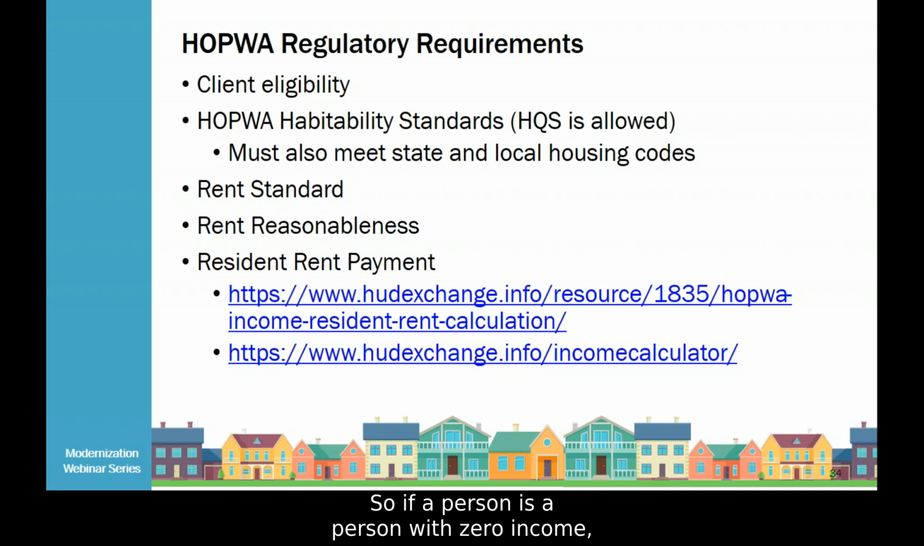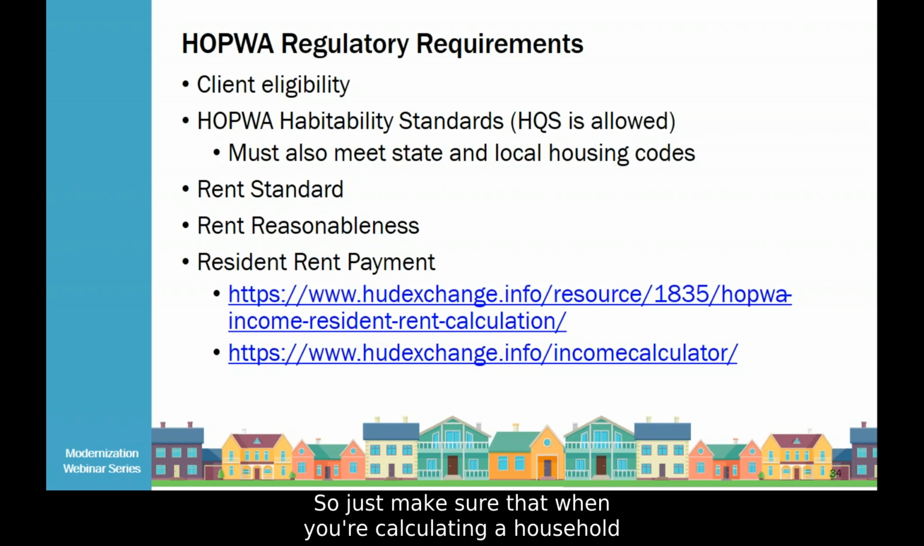So if a person has zero income, for example, then 30% of their income would be zero. So you also want to consider that when you're thinking about the households that you may be serving, and also be thinking about specific utility costs that may need to be considered as part of that. So a unit where utilities are included might be the ideal setup for a household with no income.